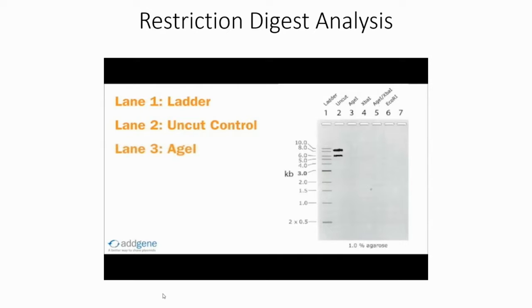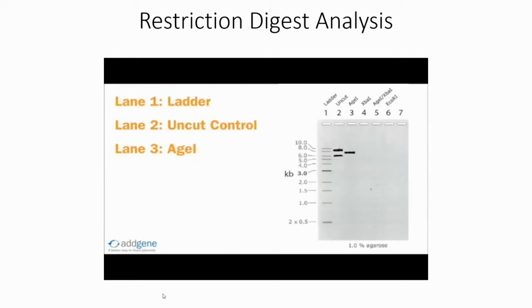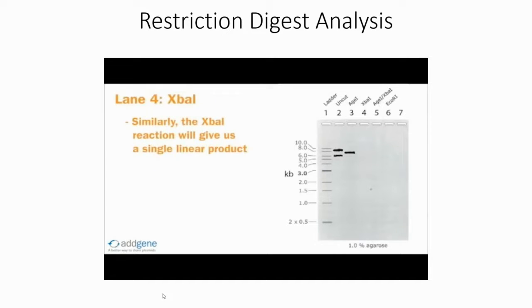Lane 3 is the AgeI digestion, which yields a single product. And because it's linear, its migration is consistent with the marker. So we expect to see a band at the 7.5 kb mark. Lane 4 is the XbaI digestion. Just like AgeI, it yields a single linear 7.5 kb band. So we expect to see a band in the same 7.5 kb spot.